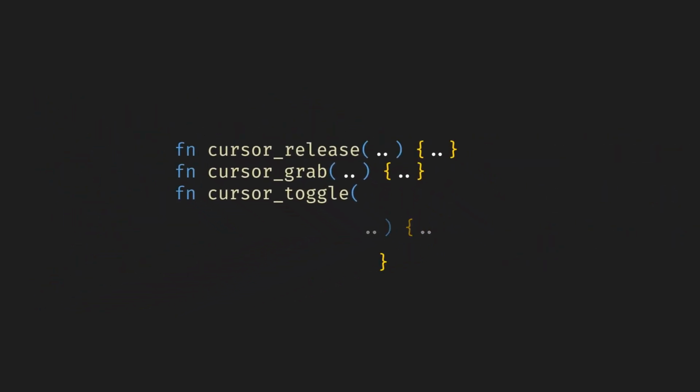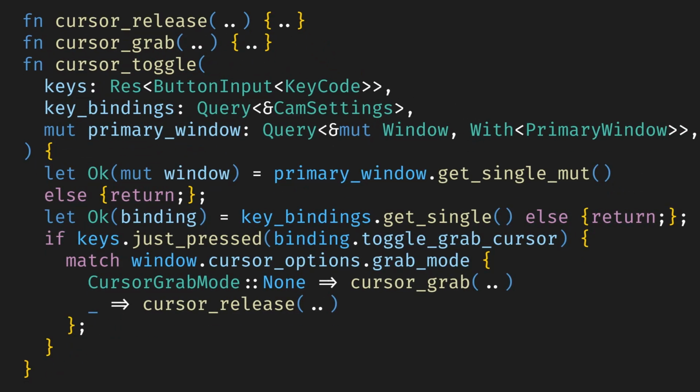One final one is cursor toggle. This is more complicated since it takes in camera settings and user input and checks to see if the user has pressed the camera toggle key before it goes through and checks the primary window to work out what state the window is currently in. If the window is currently unlocked, it will then lock it. If the window is currently locked, it will unlock it.